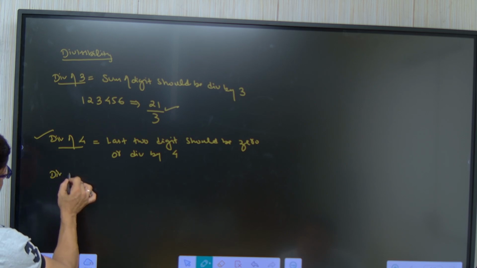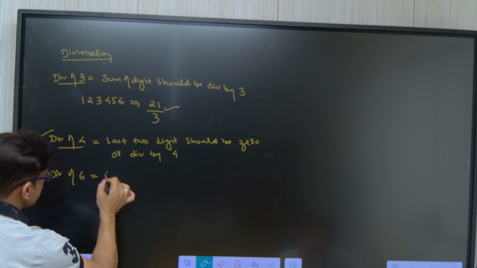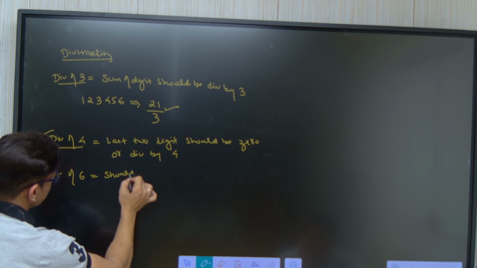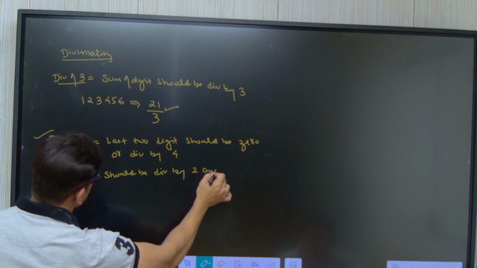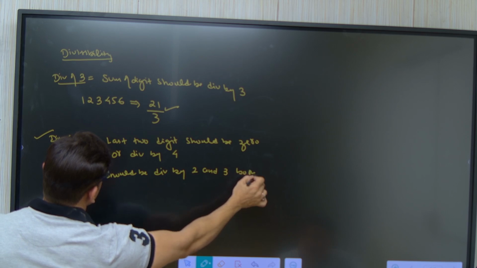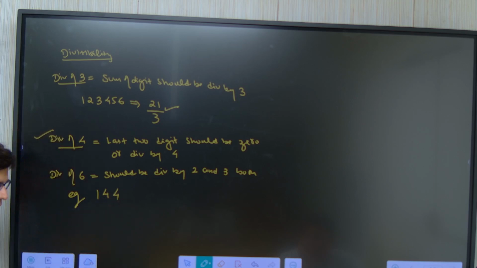Divisibility of 6. Number should be divisible by 2 and 3 both. Example 144. Is 144 divisible by 2? Divisible by 3? So it should be divisible by 6. It should be divisible by 2 as well as 3, right? 7 I'll tell later, that's a different kind of prime number.